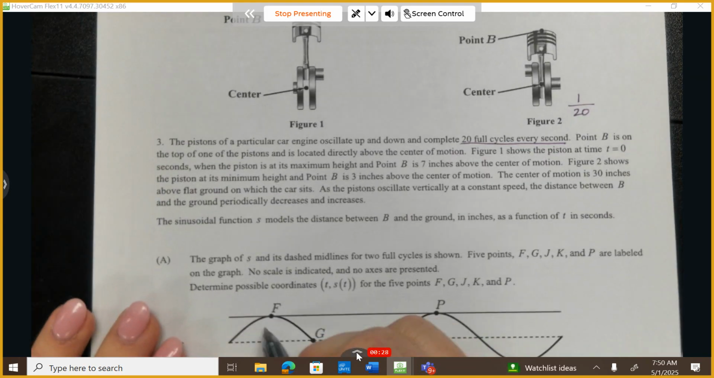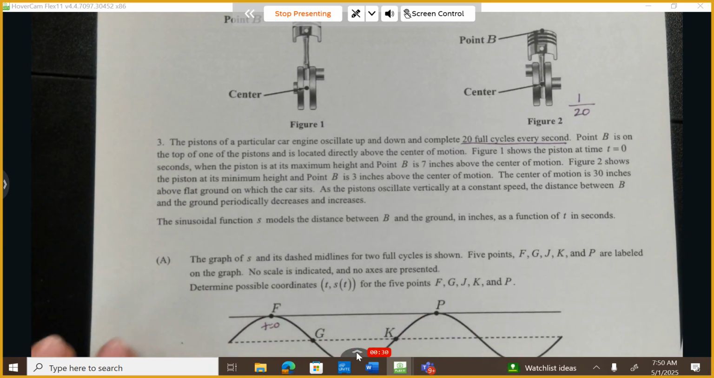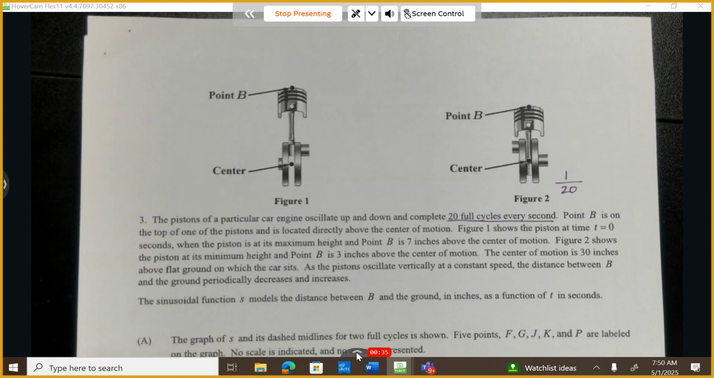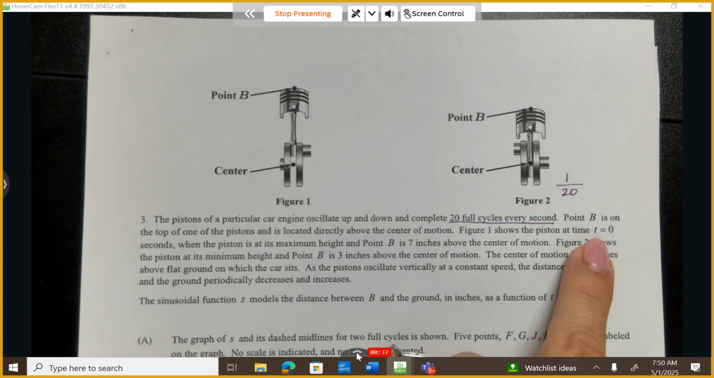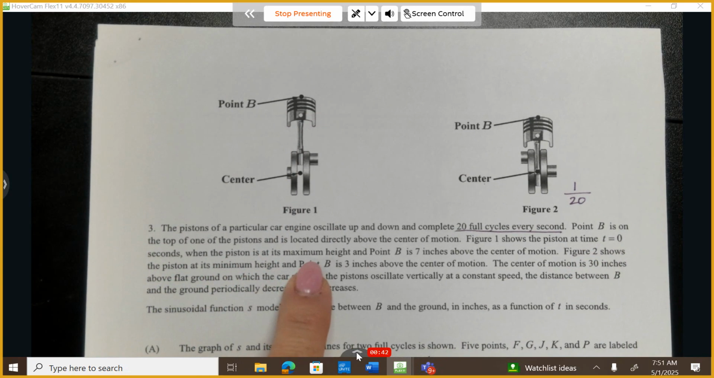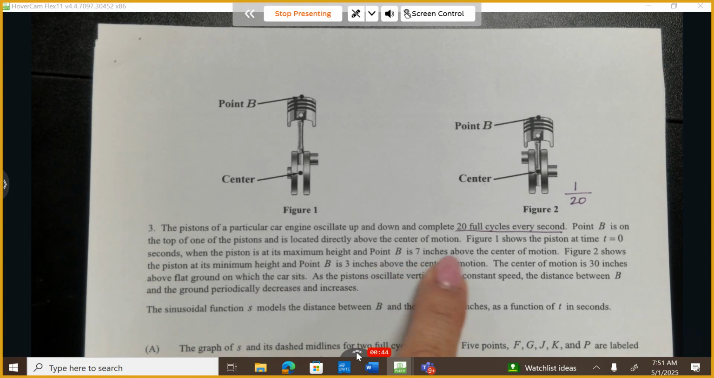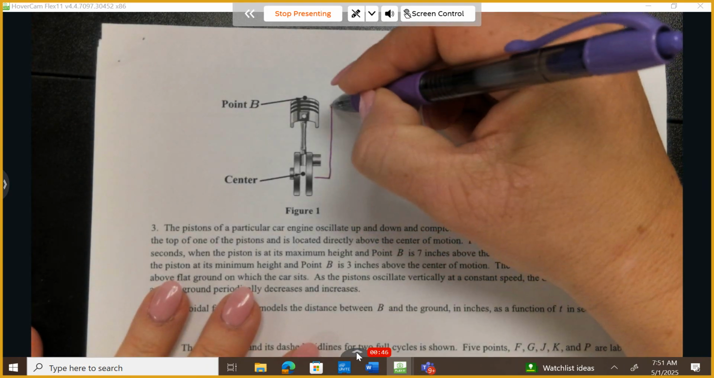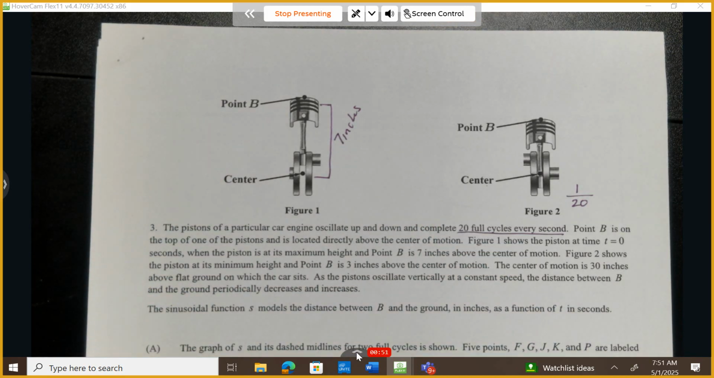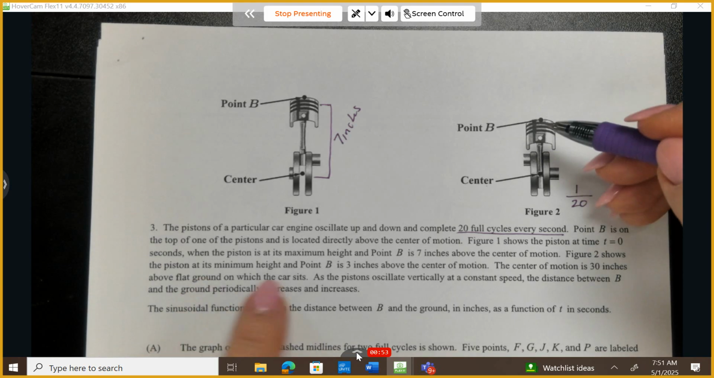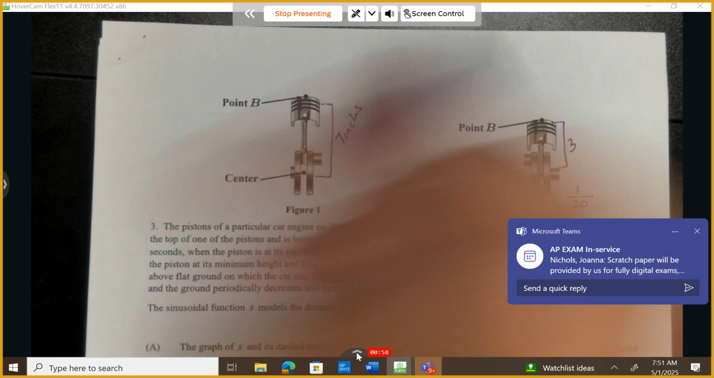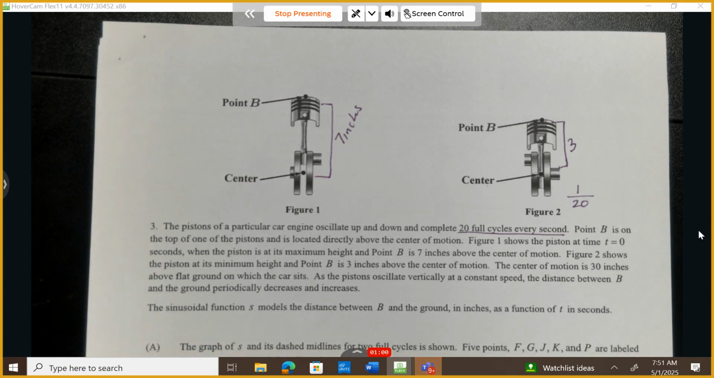So I'm going to come down here and write time t equals 0 right here. We know that this is time t, and it's at the very height. When we're at time t equals 0 at this position, we can see that the piston is at a maximum height, which is 7 inches above. So go here and write 7 inches. Then we have figure 2, and it's at a minimum height, which is 3 inches above.